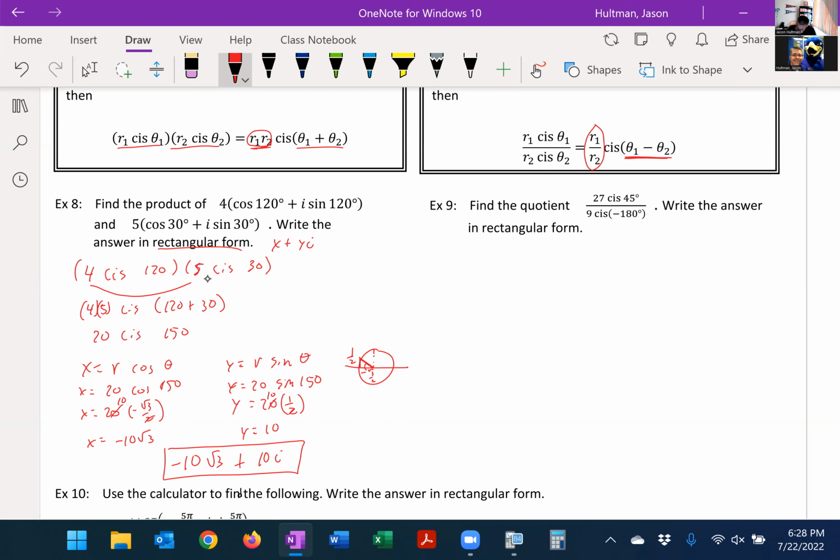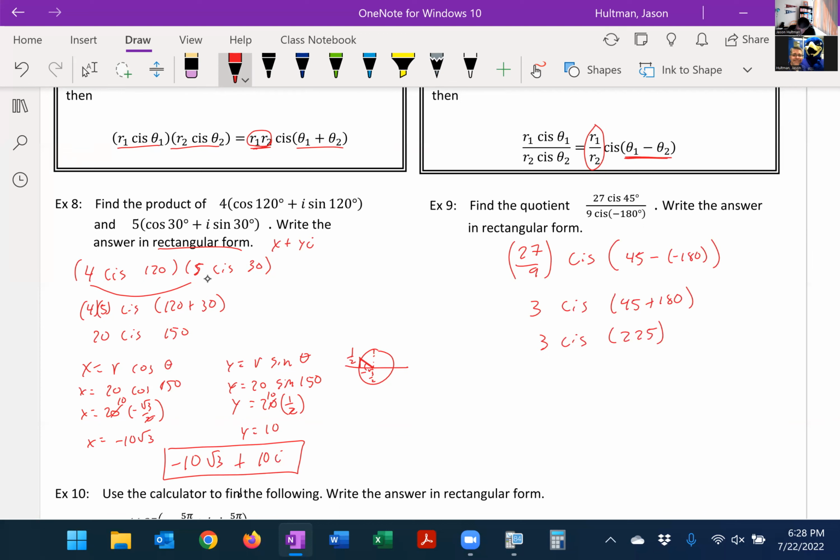Okay, example 9. Find the quotient of 27 cis 45 over 9 cis negative 180. And so we're going to go 27 over 9, and then this is cis 45 minus negative 180. There are two negatives there to make sure that you take into account that we're subtracting, but then we're subtracting a negative, which is going to make it addition. So this is 3 cis 45 plus 180, which is 3 cis 225.